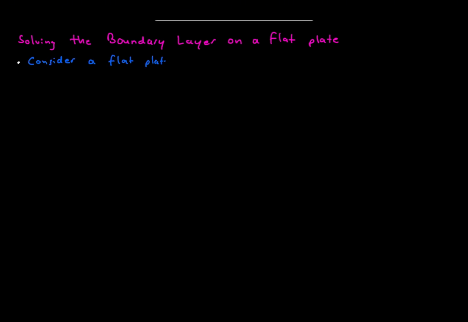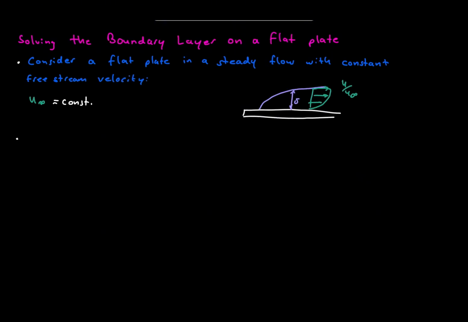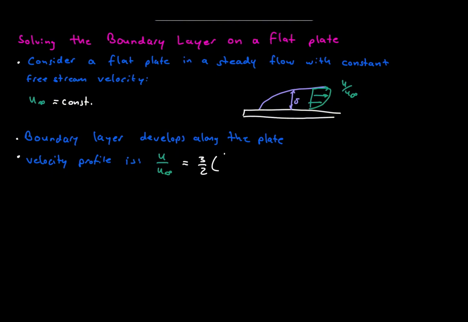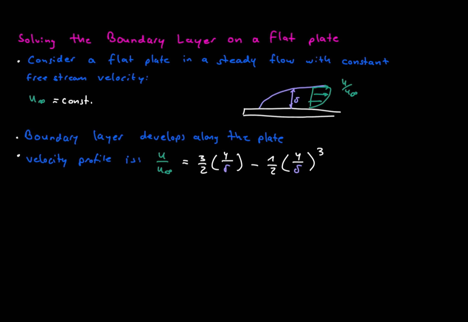We consider a flat plate in a steady incompressible flow with constant free stream velocity u infinity. A boundary layer develops along the plate. We use the polynomial velocity profile: u over u infinity equals 3 halves times y over delta minus 1 half times y over delta cubed.